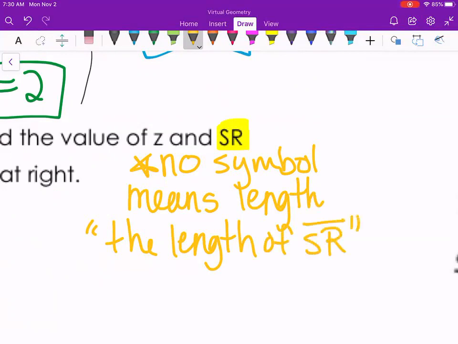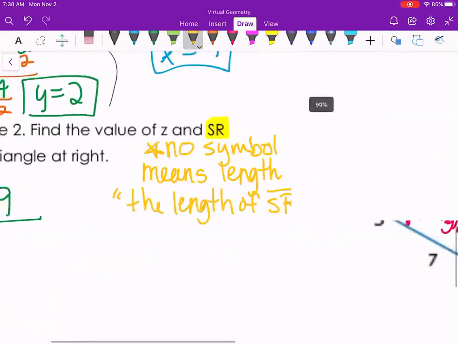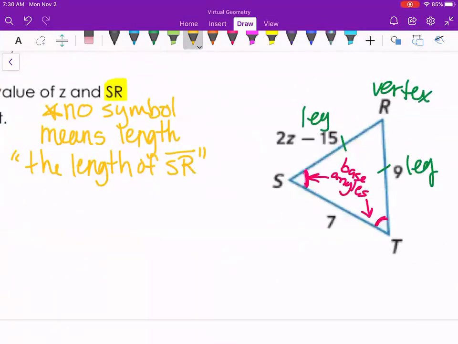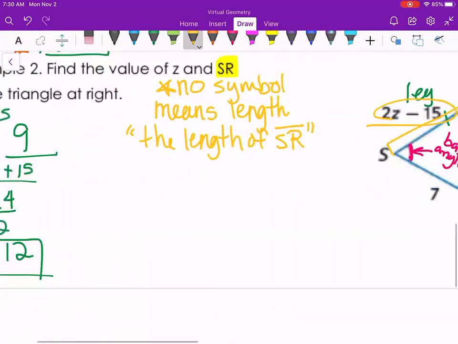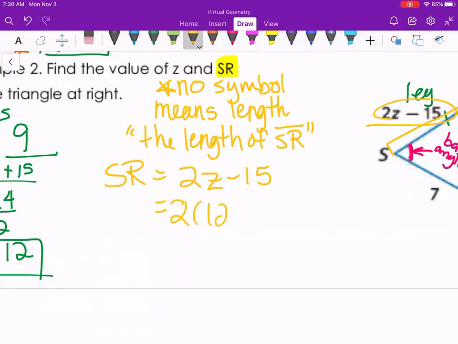Okay, so no symbol on top means length, or the length of segment SR in this case. That's what we're trying to figure out. Well, if S to R is 2z minus 15, now I know what z is. So 2 times 12 minus 15. 2 times 12 is 24, minus 15, so SR should be 9.